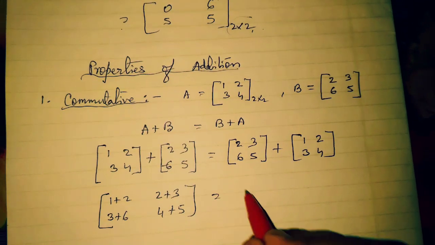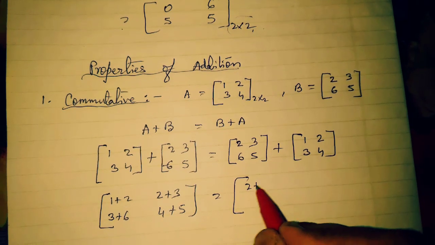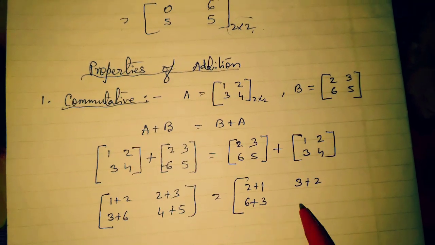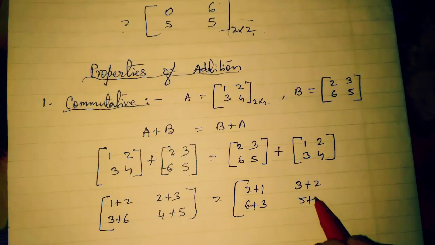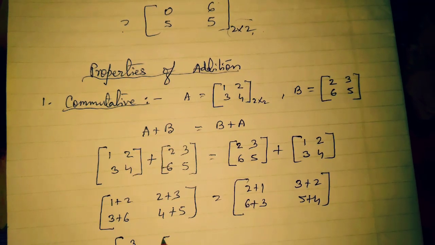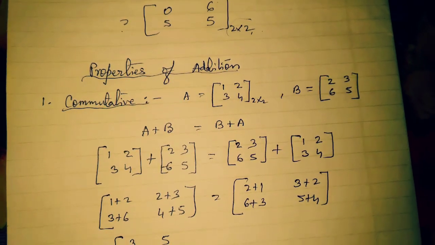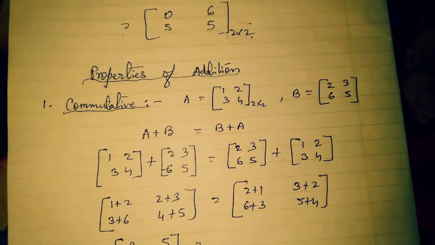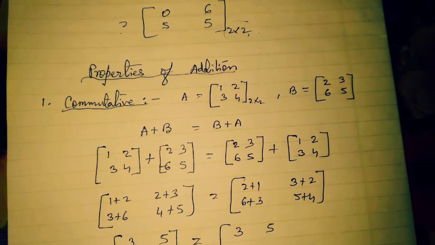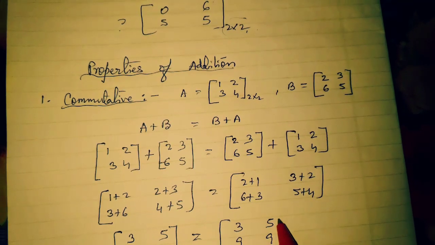In the same way, the right hand side is 2 plus 1, 3 plus 2, 6 plus 3, and 5 plus 4. So finally we get 3, 5, 9, and 9. In the same way, on this side, 2 plus 1 is 3, this is 5, this is also 9, and 4 plus 5 is 9.